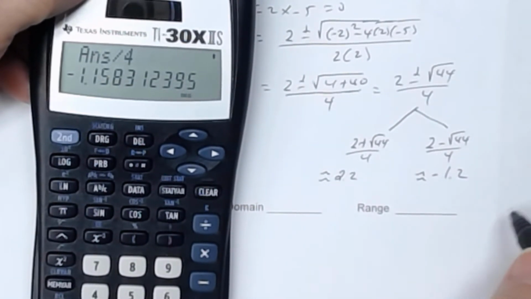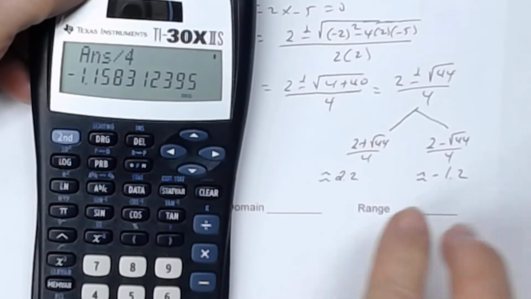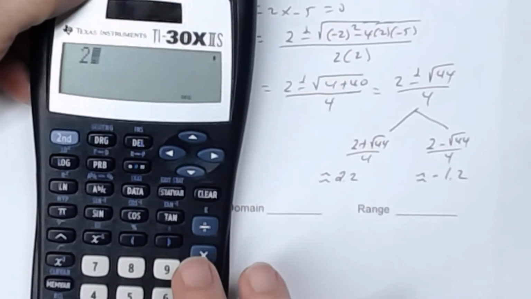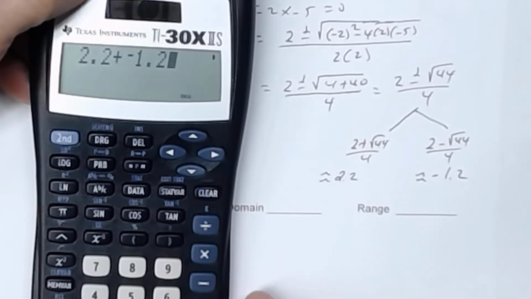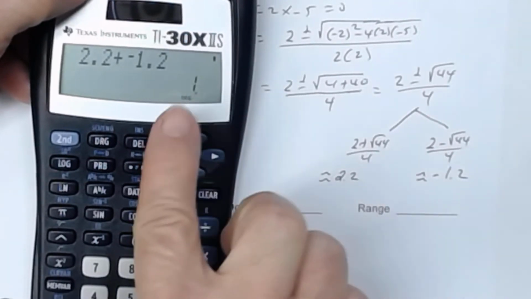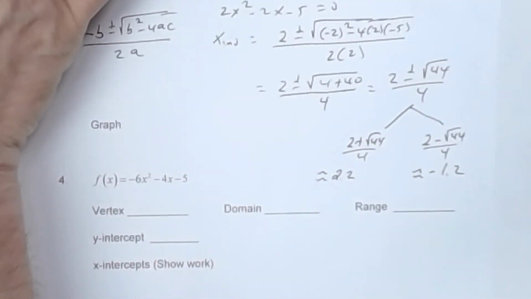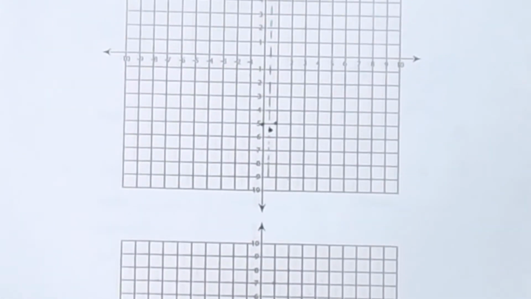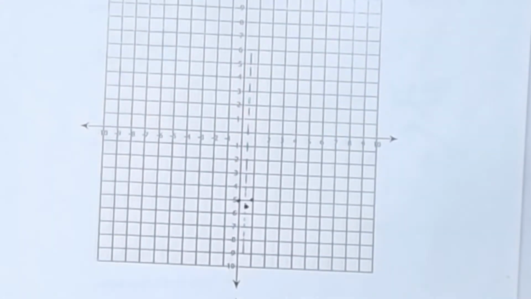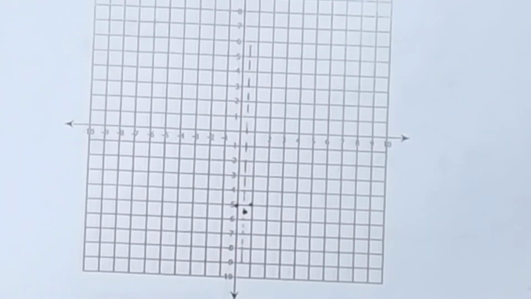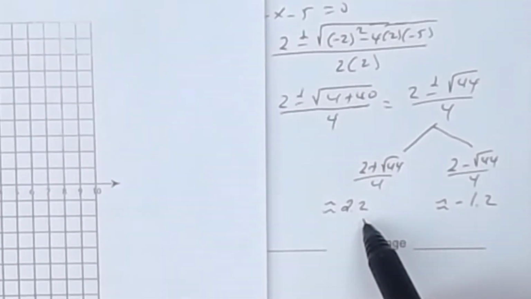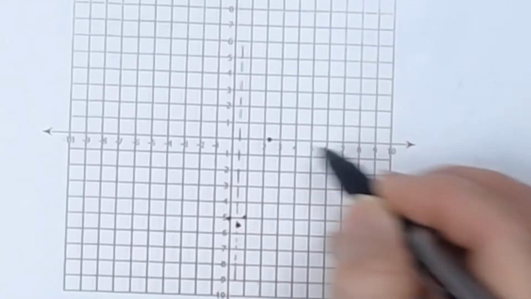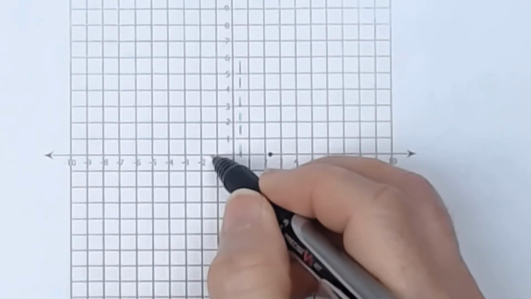Okay? All right, now I want to show you something. If you add these two together, 2.2 plus a negative 1.2, you get 1, right? And then if you divide by 2, you get 1/2, which happens to be your axis of symmetry. And it makes sense because, watch, when I plot those x-intercepts, and let me zoom in, one's about 2.2, 2 and 2/10, so that's about here, just kind of estimate. And the other one is negative 1.2, which is about here.